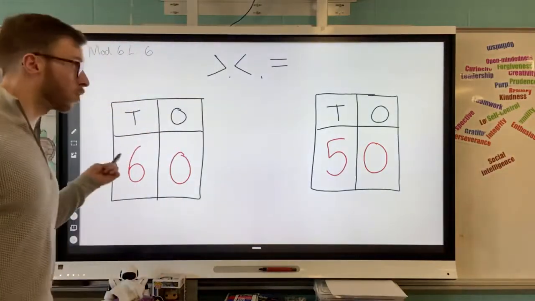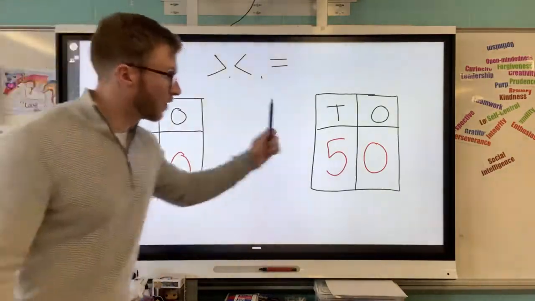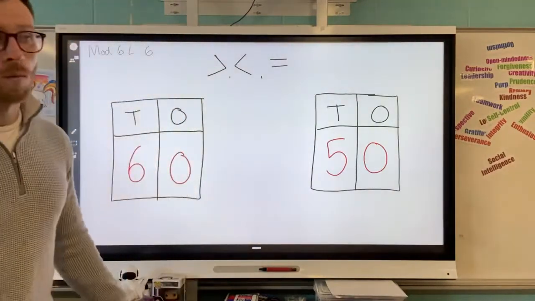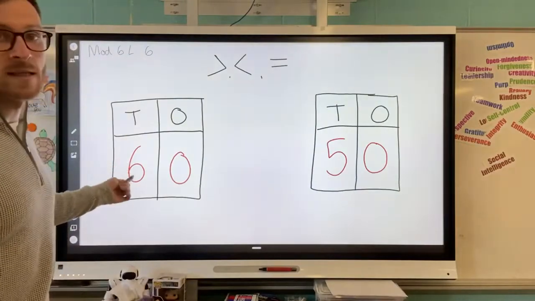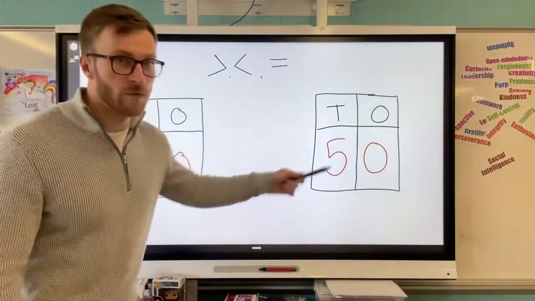So boom, they already have more tens. There are 6 groups of tens here, 5 groups of tens here. We know that 6 tens is more. So boom, there we go. We know that 60 is greater than 50.